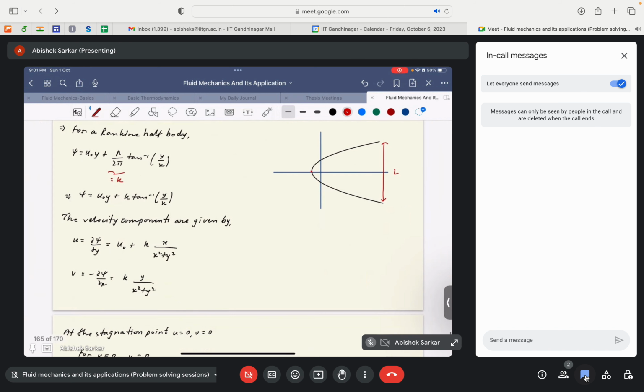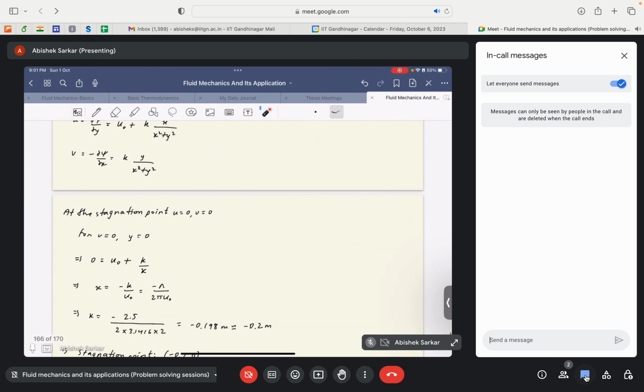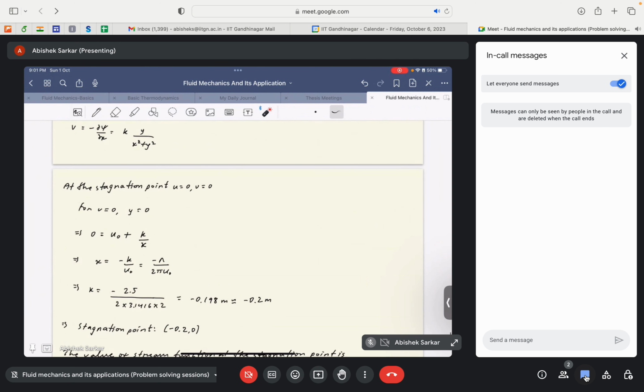The velocity components are again very simple: just take the derivative, dou psi by dou y and minus dou psi by dou x. So u is given by u_0 plus k x by (x square plus y square), and v is given by k y by (x square plus y square). Again we use similar steps to find the stagnation point. Equate u and v to 0, then find the x and y coordinates. If v equals 0, we see that y would be equal to 0. Substituting y equal to 0 in the expression for u, we get that x is equal to minus lambda by 2 pi u_0.